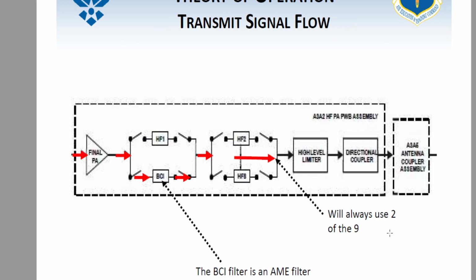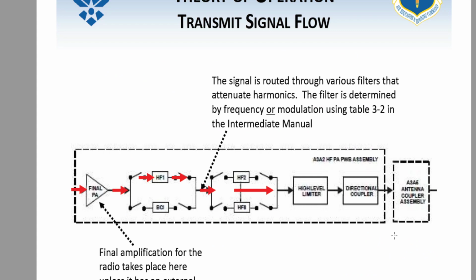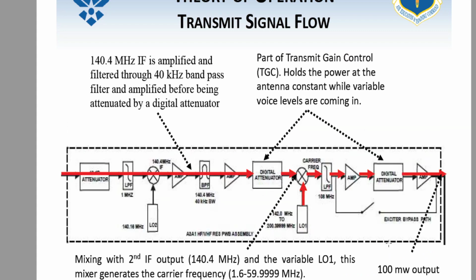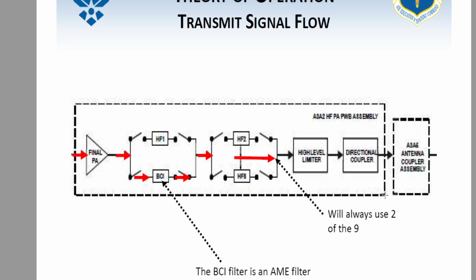Ooh, we'll go back and talk about TGC again. I guess I could do that. Remember that stuff I said that's legal in Washington? That TGC? Yeah. All right. So it's assisting with this right here. The part of transmit gain control that holds the power at the antenna constant while variable voice levels are coming in. That's what it's helping with. Does that make sense?